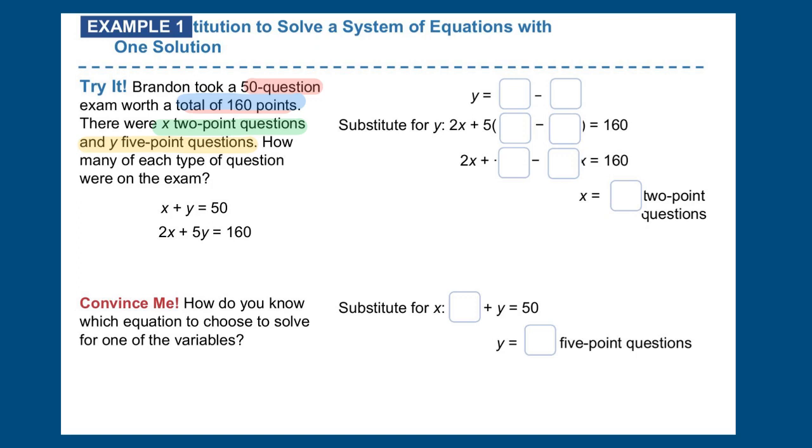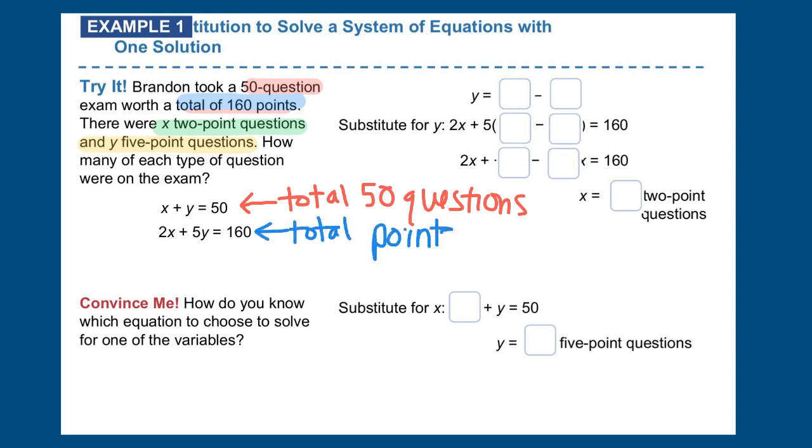So let's look at what's going on here. X is one kind of question, Y is the other kind of question, and there's a total of 50 questions. So they went ahead and made an equation for that. And then they did points. So this one is total points. 2-point questions plus 5-point questions gives you 160 points.